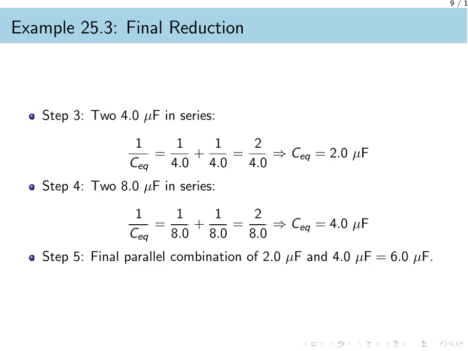In the fourth step, the bottom branch has two 8.0 microfarad capacitors in series. The inverse sum rule here yields an equivalent capacitance of 4.0 microfarads. In our final step, we are left with a simple parallel combination of the 2.0 microfarad and 4.0 microfarad equivalent capacitors. Adding them directly gives our final total equivalent capacitance of 6.0 microfarads.